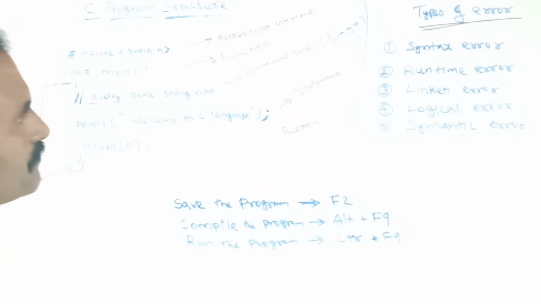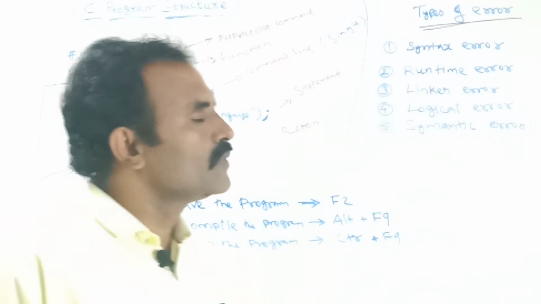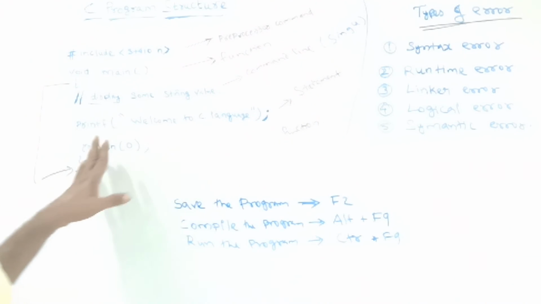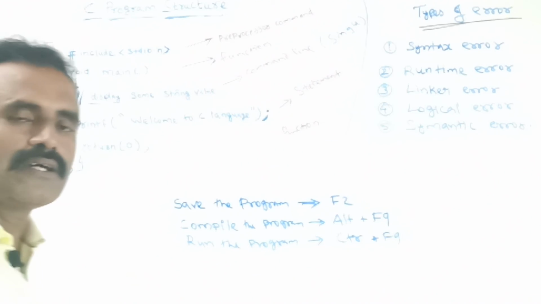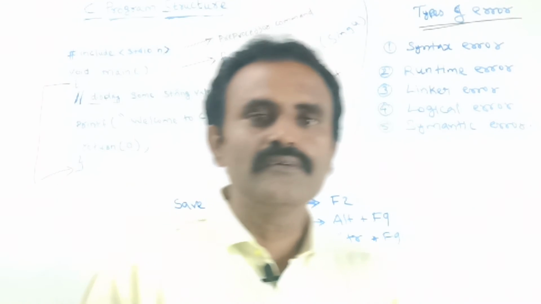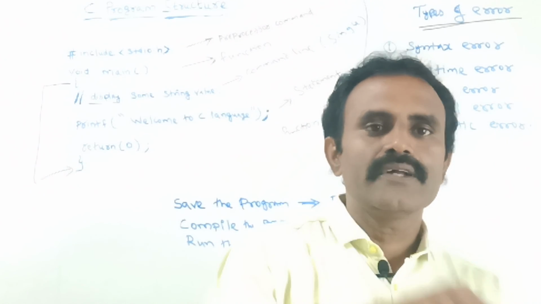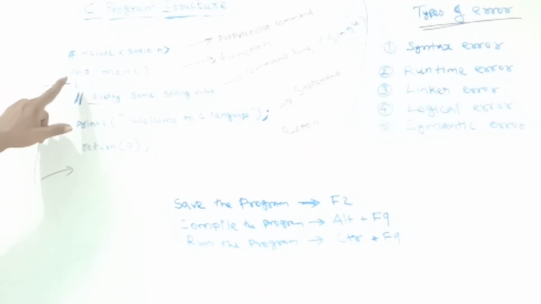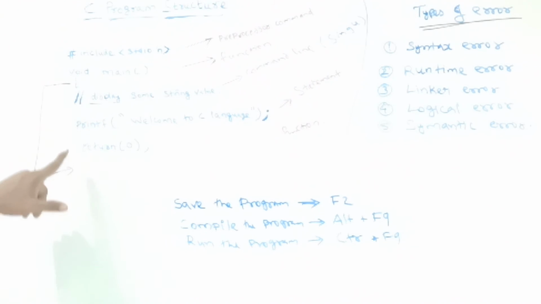See, next one, another kind of syntax error: suppose you are defining some function, or we forget to put the closing brace. We have opened void main. Every time we open a brace, we should close it. This is also a type of syntax error.